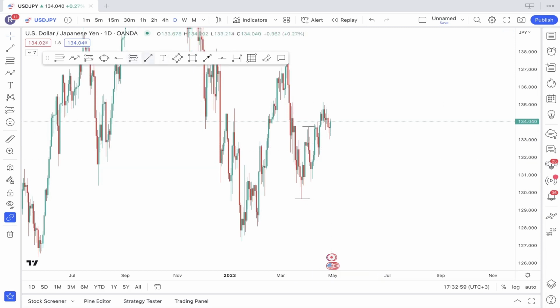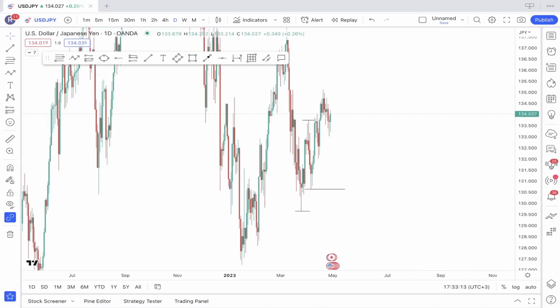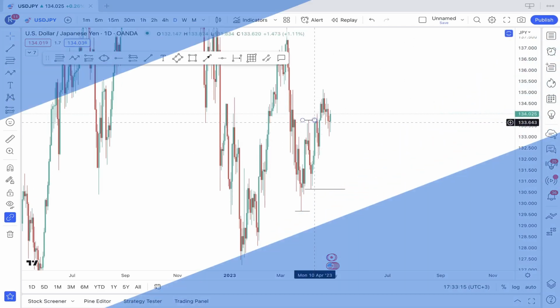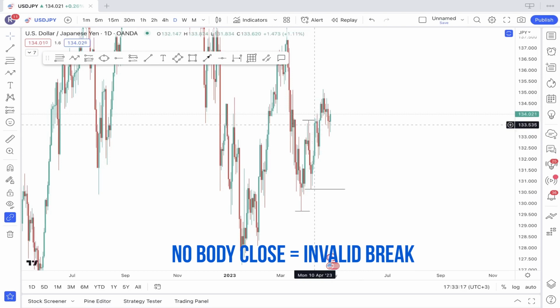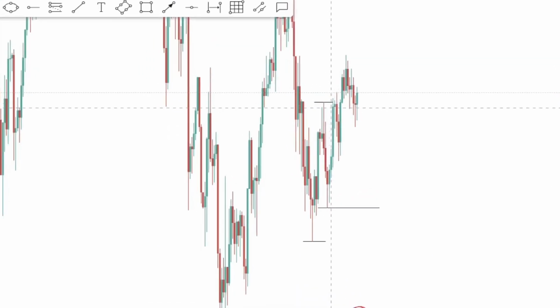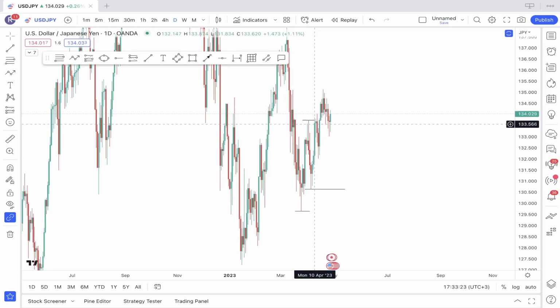Okay, after this we have another valid low. Why? Because we broke above with this second bullish candle. Okay, we broke this previous red candle. So this is a valid low, and a valid break is when we fully close above it with the body of the candle. So in this case right here, we don't have a valid break.